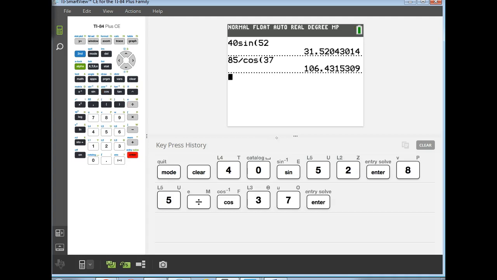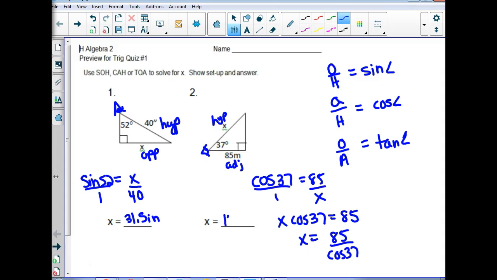Okay, our answer should be 106.4 meters. Anybody not getting those answers, need help with what is wrong with your calculator? Let me know.